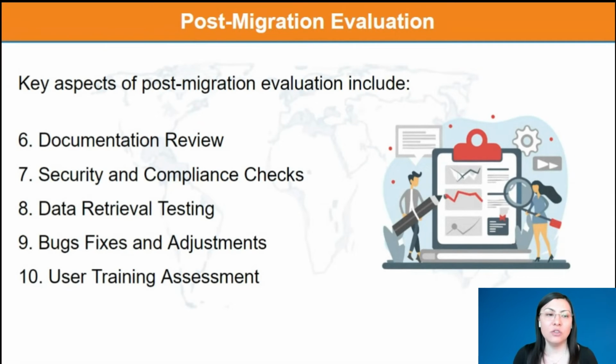Also, we need to perform some data retrieval testing. This means that we need to make sure that all the users are able to access the information they need when they need it. We also need to fix bugs and make the necessary adjustments, and also a user training assessment. This means that we need to make sure that all the lab personnel knows how to use the new LIMS interface and to see where they need additional training or support.